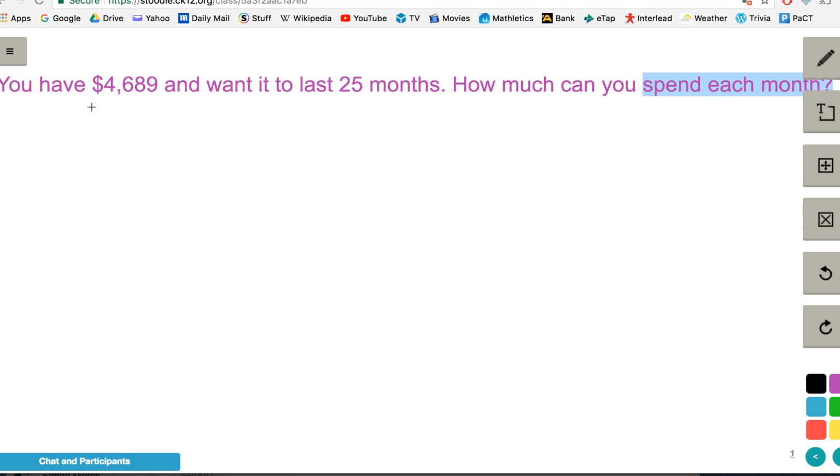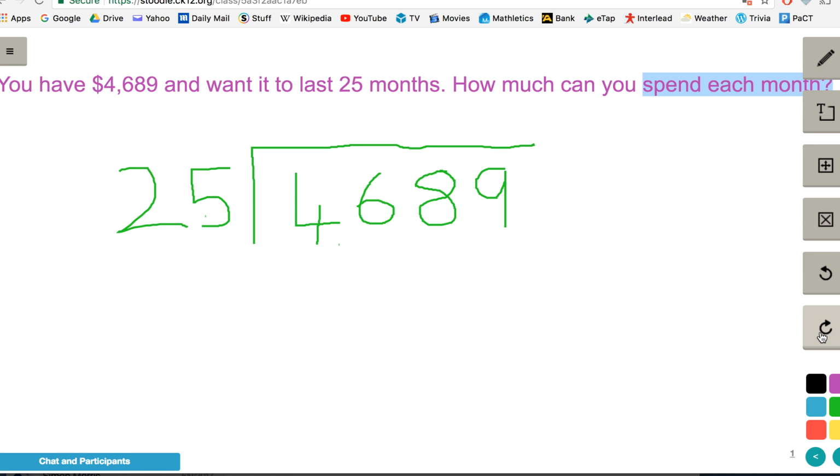You have $4,689 and you want it to last 25 months. Okay, how much can you spend each month to make that work? So you're dividing 4,689 by 25. It lays out exactly like a short division example with the main number under the bridge and the divisor on the outside.